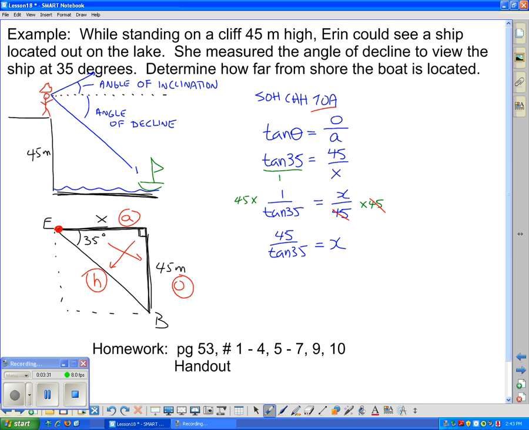Now you're just using your calculator, so 45 divided by tan of 35, you get 64.3, and we were working in meters. So therefore, the boat is 64.3 meters from shore.